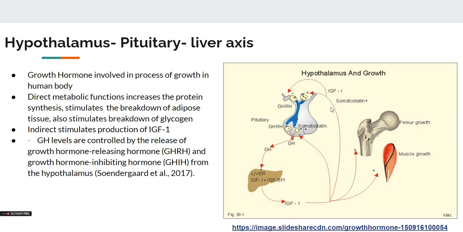Just remember that the endocrine system regulates the growth of the human body. It also regulates protein synthesis and cellular division. It's important for growth. A major hormone involved in this process is the growth hormone. Growth hormone is a protein hormone which is produced and secreted by the anterior pituitary gland.